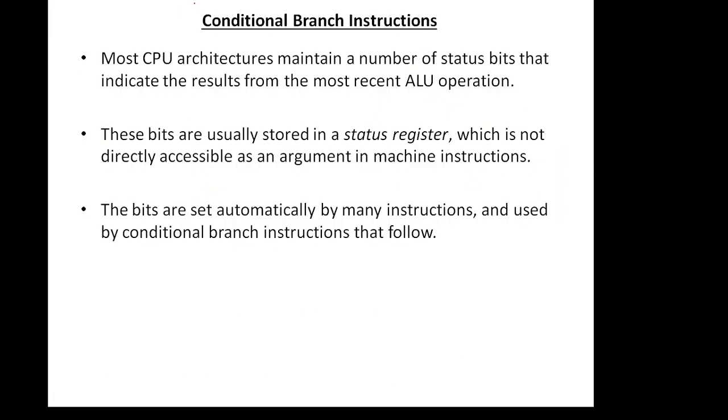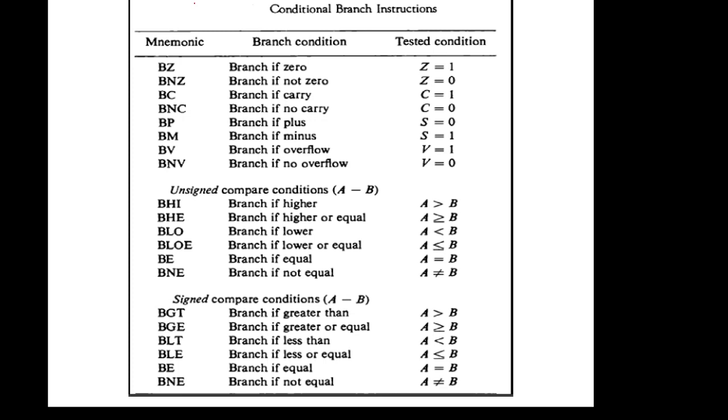And the next one is conditional branch instructions. Conditional branch instructions, in the sense, based on the conditions, the instructions are going to vary. So what are the conditional branch instructions? These are the different conditional branch instructions. You have to remember the mnemonics as well as the operation condition.